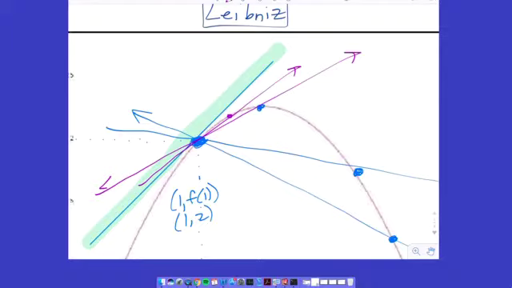If I choose that second point closer and closer and closer and closer to x equals 1, my secant line slope, which I'll show you right here, is going to get closer and closer and closer to the slope of the what? Tangent line.